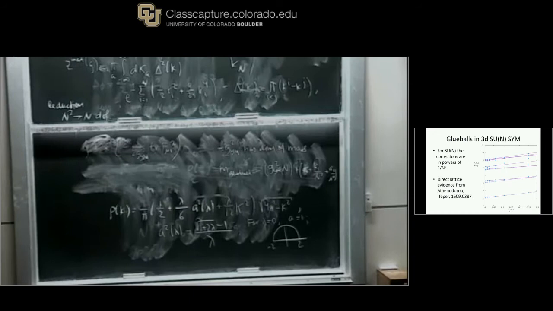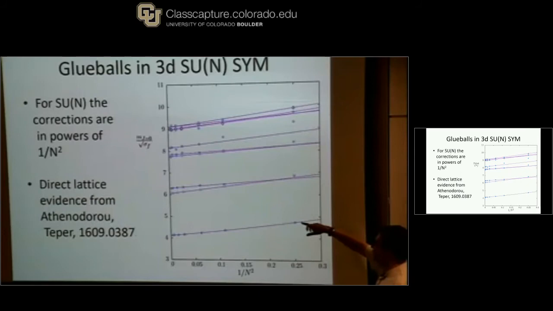a plot of some dimensionless ratio, like the masses of spin zero glueballs, divided by the square root of the string tension. The string tension is one way of parametrizing it. Alternatively, you could just divide by g Yang-Mills squared n. String tension is the tension of the confining string.